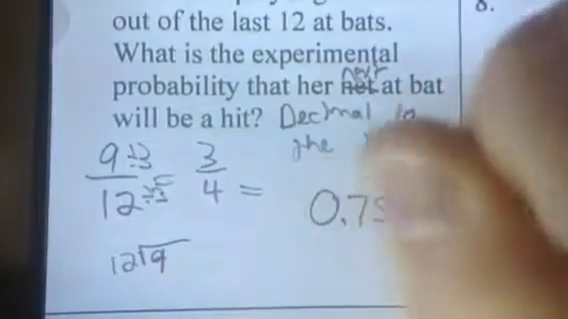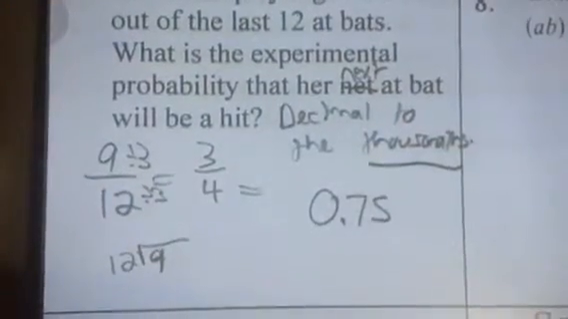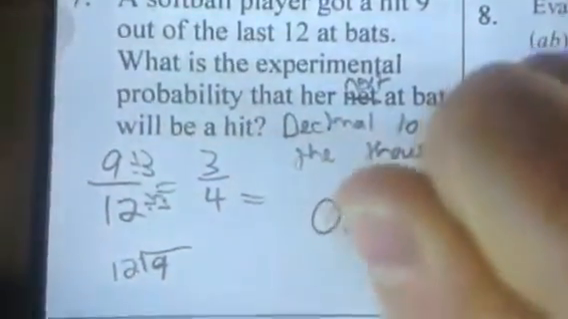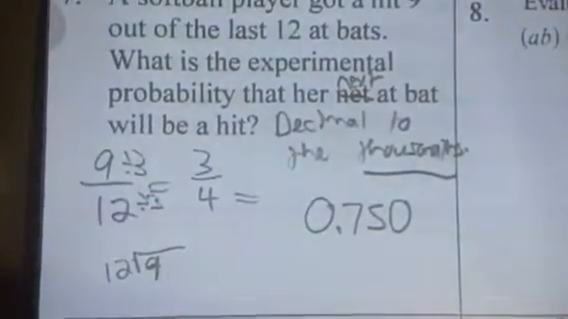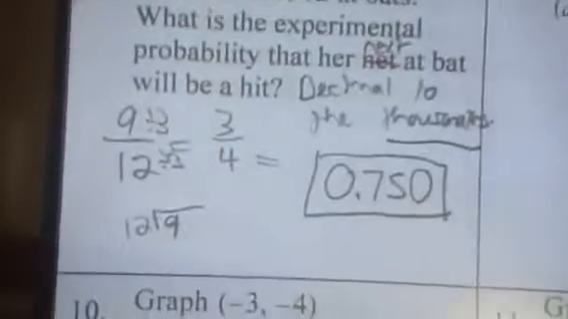and 75/100ths, but it says to write it to the thousandths. On your test, if you write it to the hundredths place, it will not be counted as correct. So to write it to the thousandths, you need to add a 0. 0.750. If it says write it to the thousandths, you better write it to the thousandths.